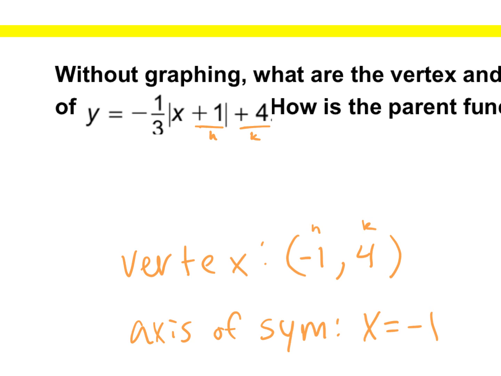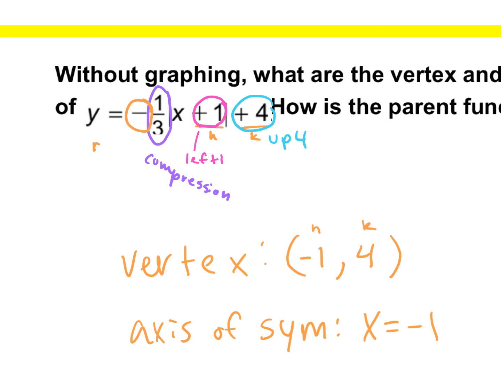Now we can identify our transformation. So we have plus 1 on the inside, what does that do? Moves it left 1. What about plus 4 on the outside? Up 4. What about multiplying by 1/3? Compression. And then what about multiplying it by a negative? A reflection. Awesome. Is it a reflection on the x-axis or the y-axis? X, because you keep your x's outside your house.